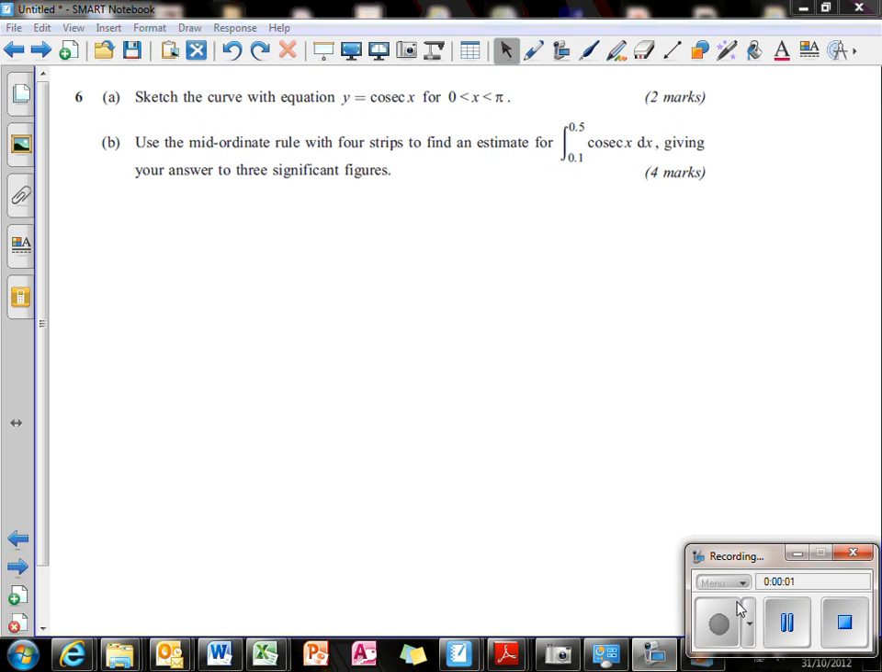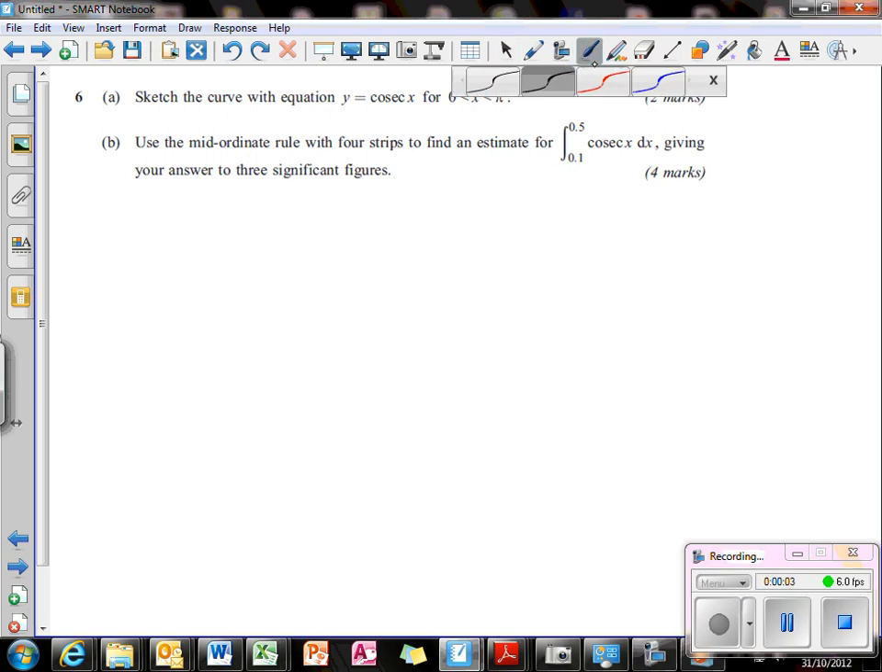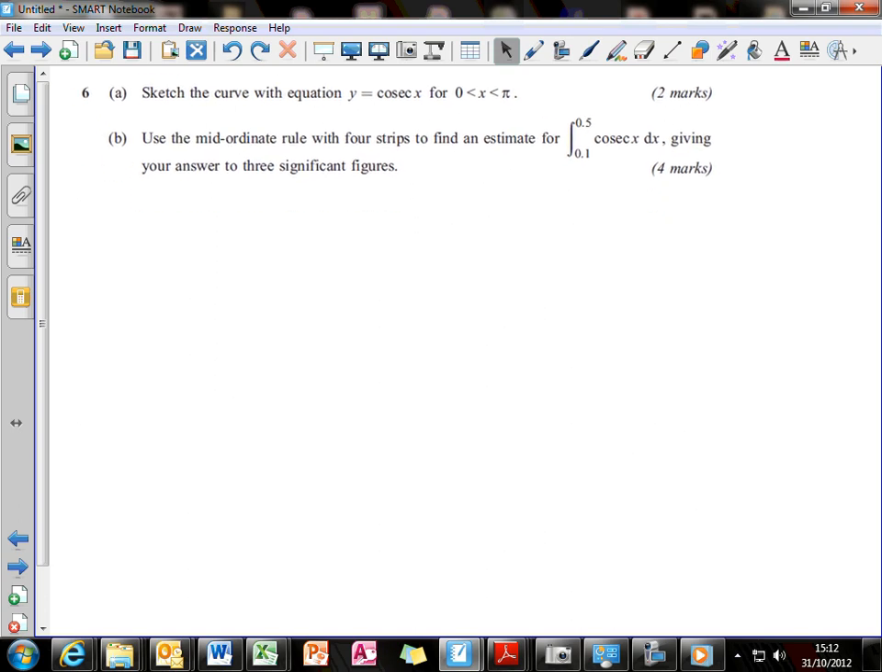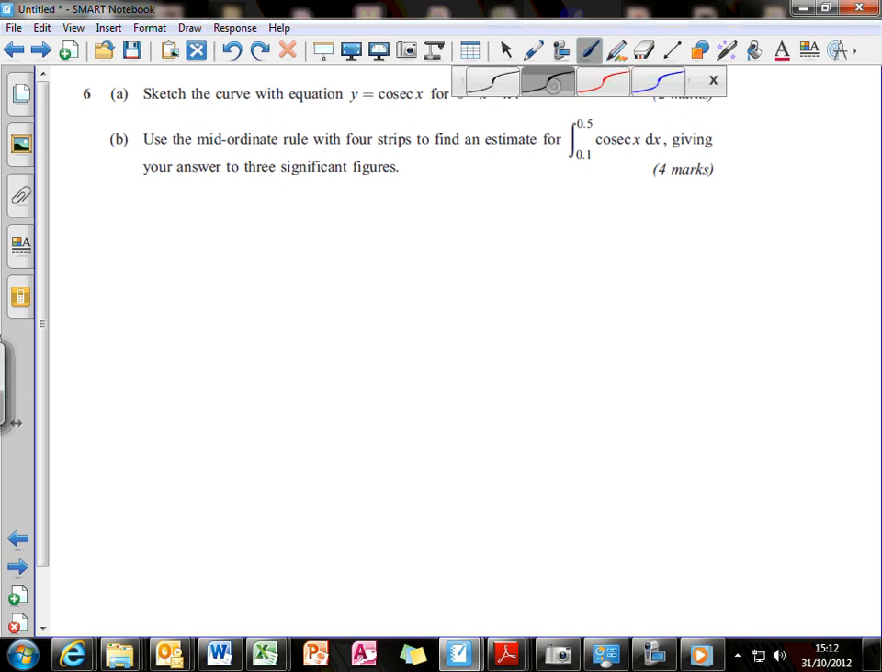Okay, so now we're looking at question 6 on the paper, which is a mid-ordinate rule question. But first of all, it's asking you to sketch the curve of cosec x between 0 and pi. You can think about this as 1 over the curve of sine x.